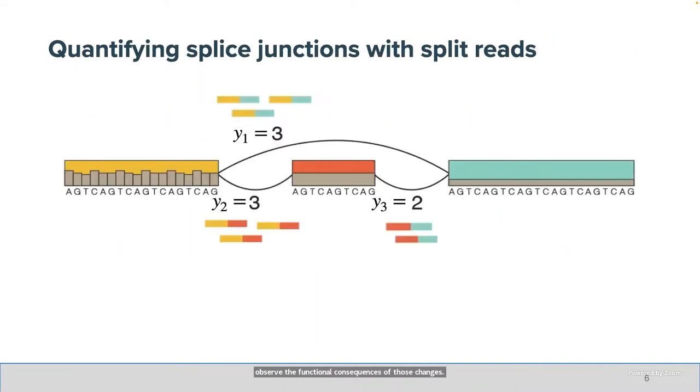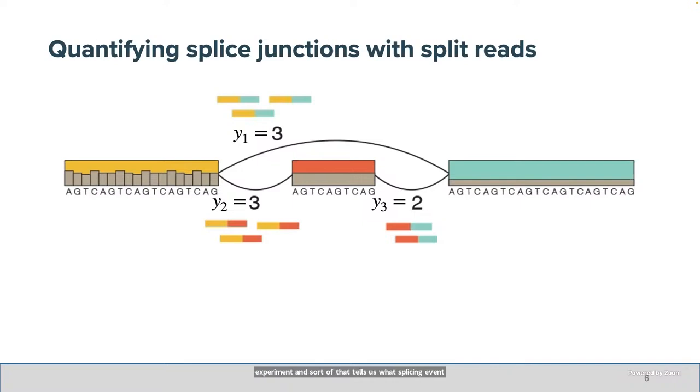So how do we actually quantify these splice junctions? Like I said, we can use short reads, and specifically, we're looking at the split reads. We can extract the number of split reads that correspond to these different splice junctions. In this simple illustration, we have 3 exons in yellow, red, and teal. We can look at the different split reads that we obtain from our sequencing experiment, and that tells us what splicing event has occurred.